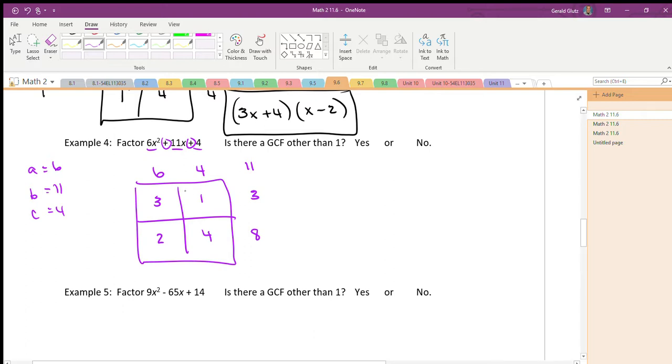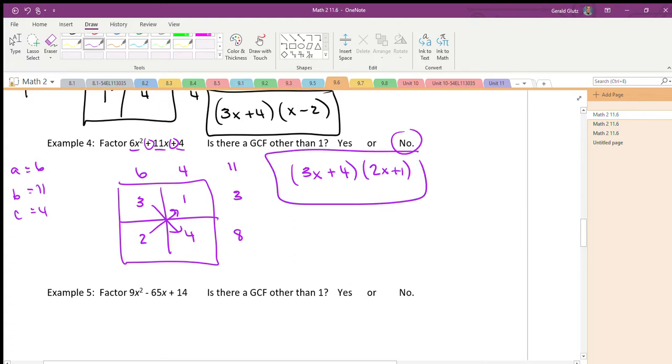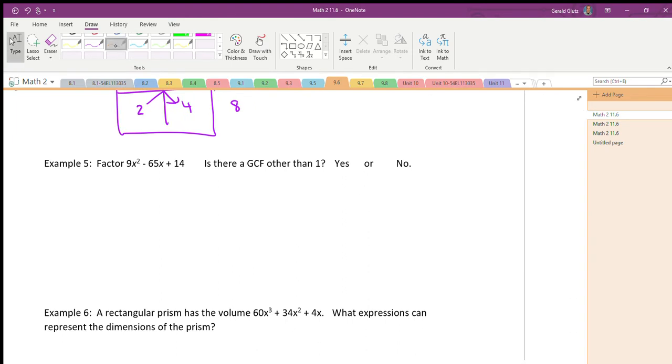So now that we know the answer is in the box, I'm going to start with the top left and multiply that times x. So 3 times x plus its diagonal, 2 times x plus its diagonal, so 2x plus 1. That was a no. And that's our answer. And finally, example 5. Actually, we got 2 more examples.